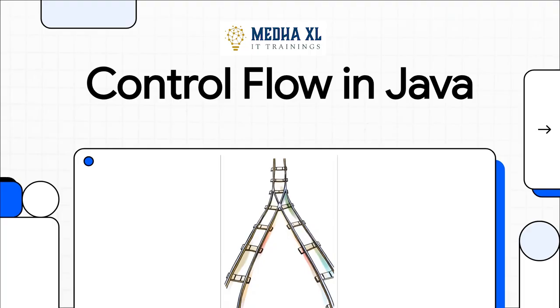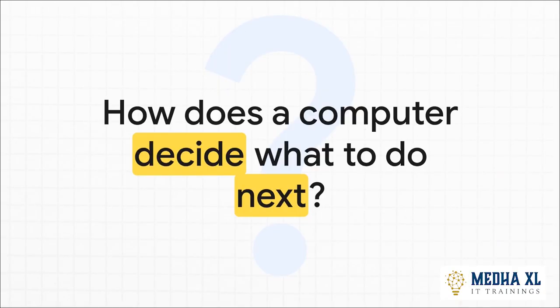Have you ever just looked at a piece of software and wondered, how does it seem to think? How does it decide what to do from one second to the next? Well, that's not magic. It's logic. And today, we're going to pull back the curtain and look at the instructions that let us teach our code how to make decisions.